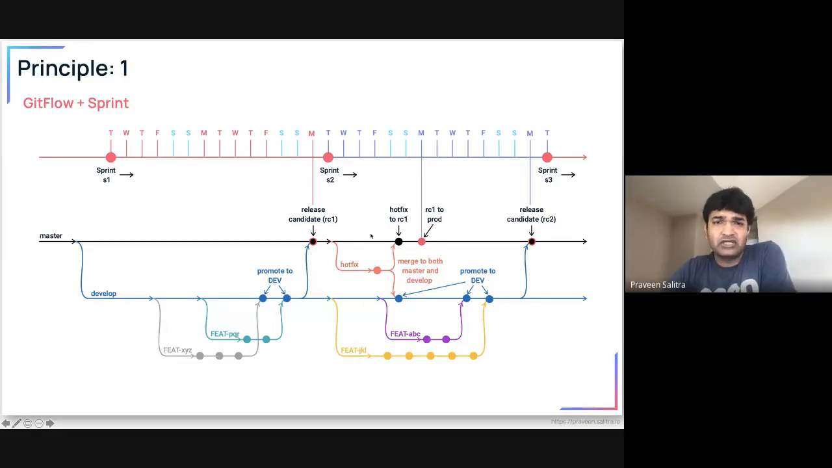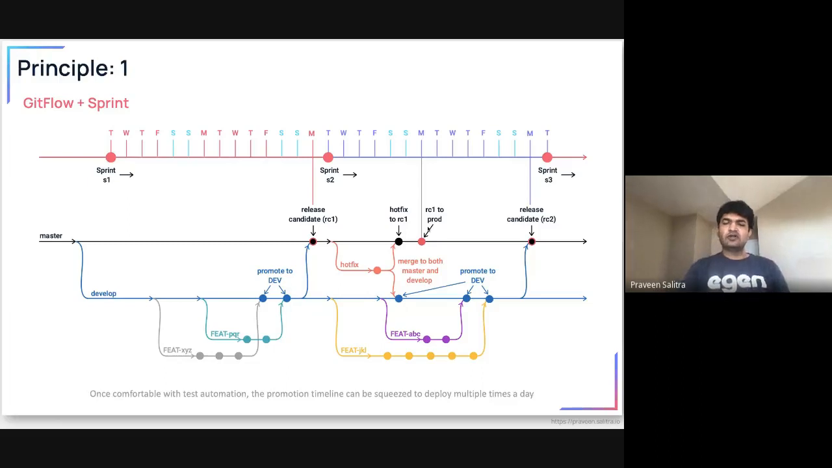Well, we suggest this for new teams to start from this approach and put some sort of manual gate before you deploy to prod, because you may not have all the automation in place. But once you are comfortable with the test automation of your code, then you can squeeze this timeline to the extent that you can deploy multiple times during the day without any manual intervention. So this is a perfect model. As an engineer, you should be aware of some pieces of this at least.